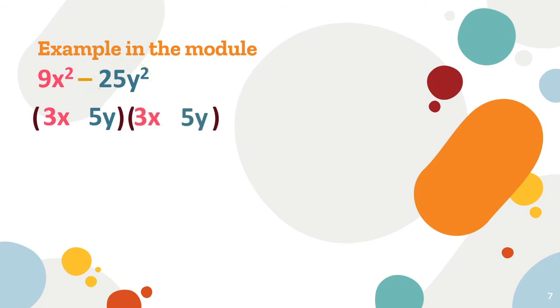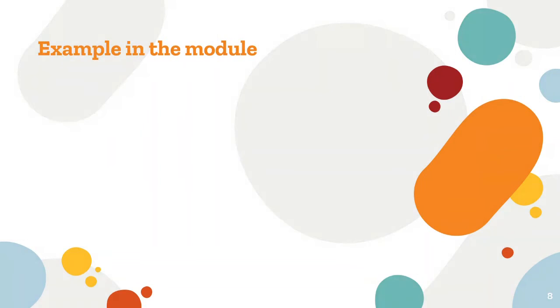Then, just like earlier, we will use this as a clue. So we will write plus and minus sign for each of the quantities. So the factors of 9x squared minus 25y squared are the quantity 3x plus 5y and the quantity 3x minus 5y. So they can be interchanged again, like that.